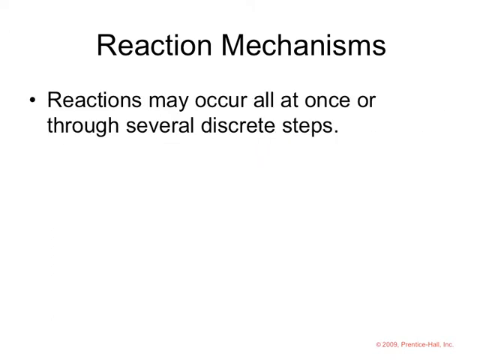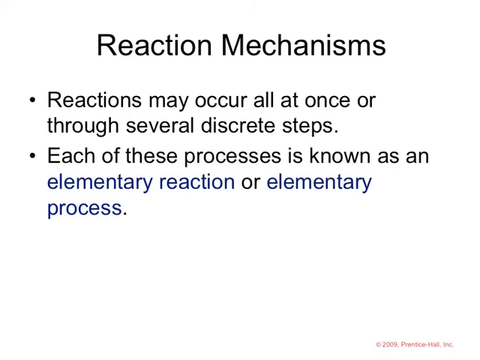Sometimes they occur all at once. Sometimes it's through several discrete steps. For each of those discrete steps, and make sure that you understand that it's these discrete steps, each of these discrete steps is known as an elementary reaction or an elementary process. So when you hear the term elementary reaction, you can assume that it happens in one step as written.